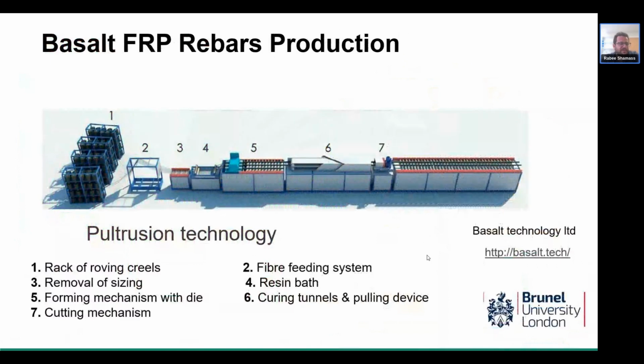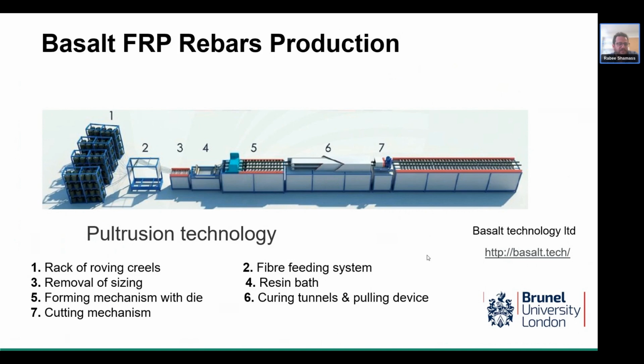Now, the basalt FRP rebar production. You can see in the figure that the production of the rebar is basically based on pultrusion technology. Firstly, the continuous basalt fiber from the roving grid will be collected into a feeding system. The fiber will be fully saturated in a bath of polymer resin. The process ensures that the fibers are thoroughly coated with the resin to enhance the bonding and mechanical property of the fiber. Now, the wetted fibers are inserted into a pultrusion machine.